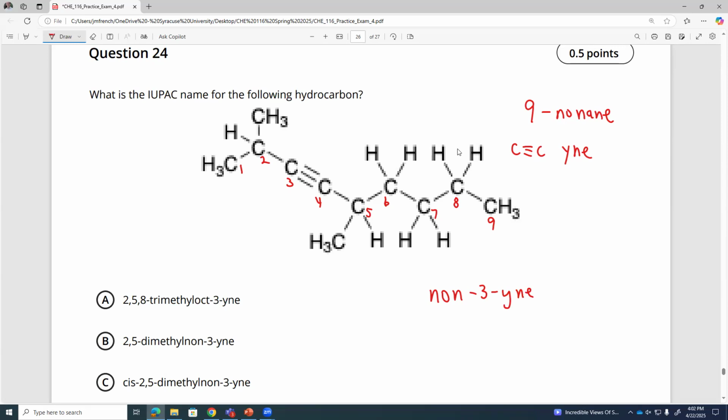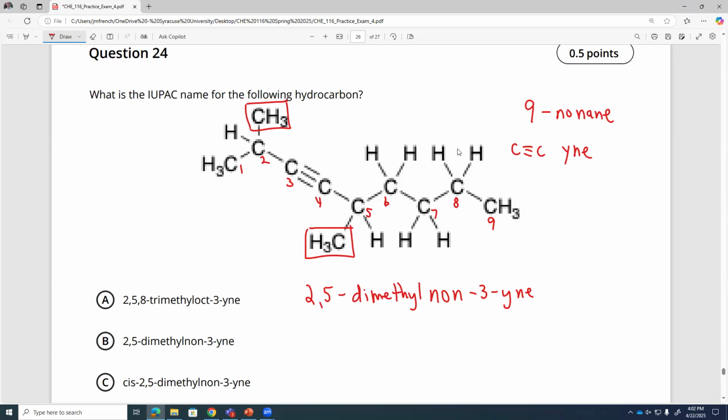And then the last thing we need to incorporate are our branches, right? So on the 2nd carbon, I have a methyl group. And on the 5th carbon, I have a methyl group. So we'd add those two in to say 2,5-dimethylnon-3-yne. There's no cis or trans. There's nothing else. We've got all the branches accounted for.